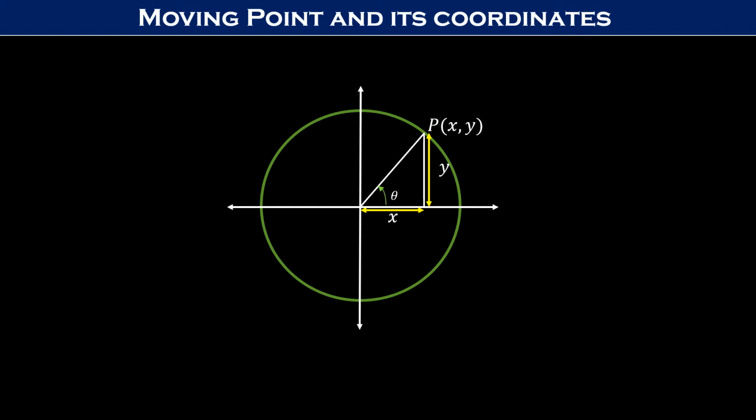Here we are finding that as theta is changing, x and y are also changing. So we have taken the coordinates of the point P as variables, because as P is moving, the coordinates of P are varying. That's why they are taken as variables.